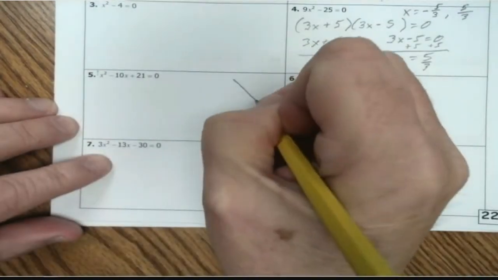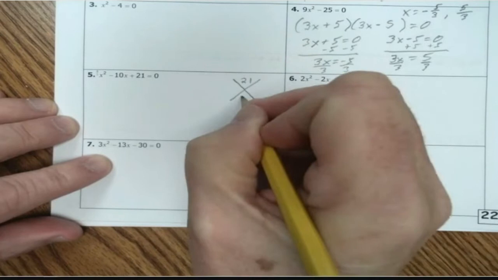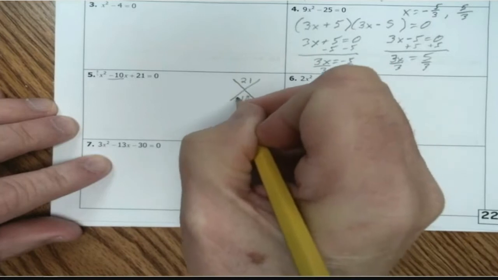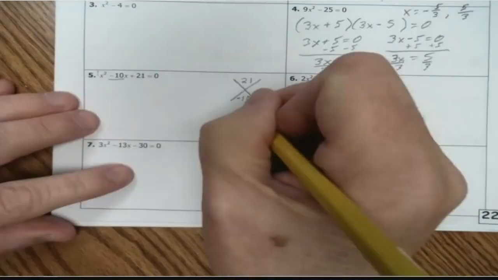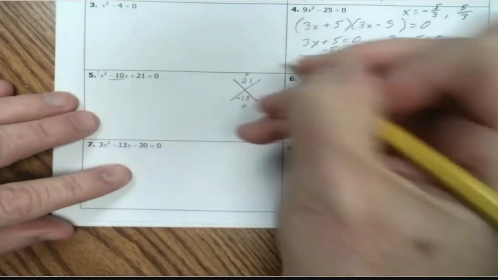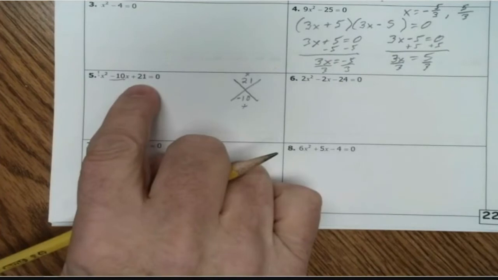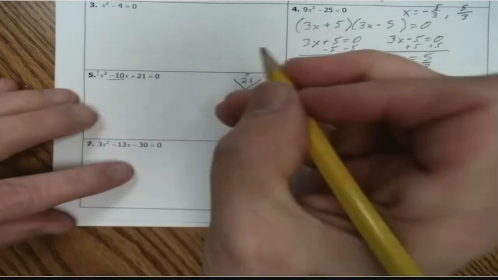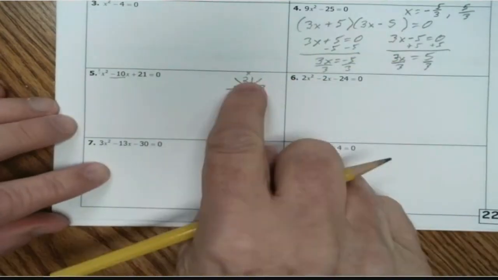So we need to know two numbers that would multiply to be 21 and add to be negative 10. Two numbers that multiply to be 21, add to be negative 10. See, this is add, this is multiply. Well, 21 doesn't have that many numbers that can multiply to be 21. 7 and 3. But for it to equal negative 10, it needs to be negative 7 and negative 3. Negative 7 and negative 3 will also equal 21.